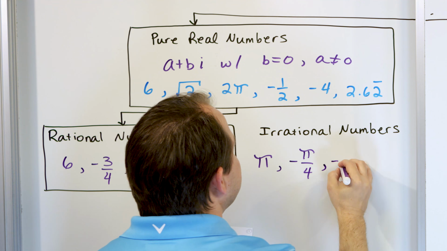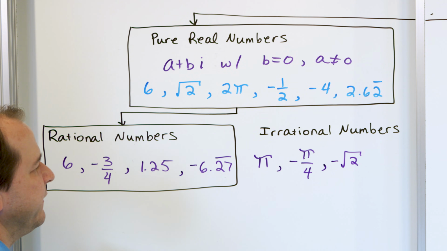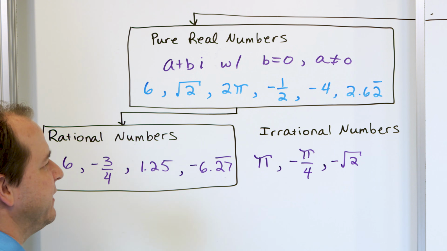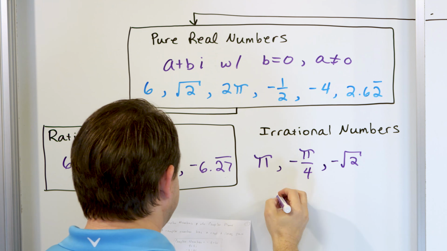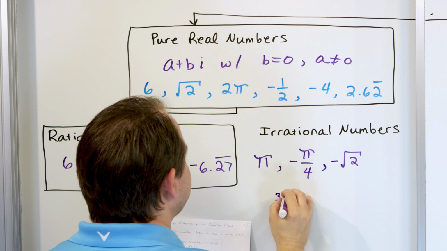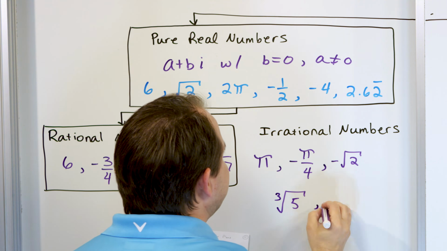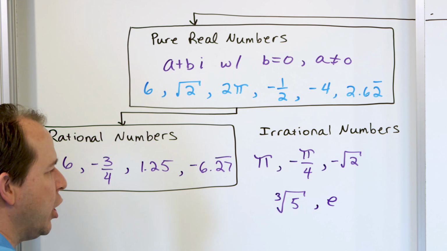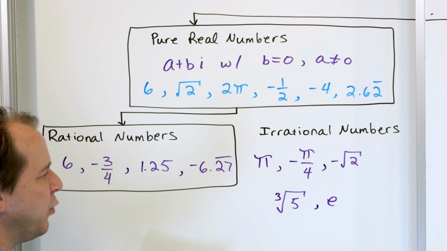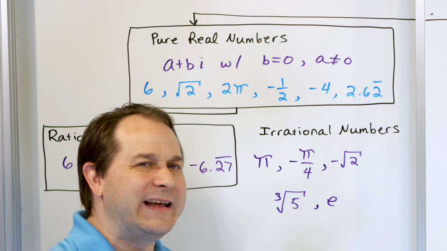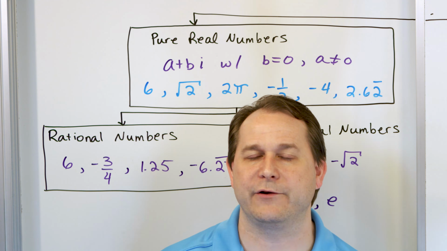The number -square root of 2: if you actually take the square root of 2 and calculate what it is, there's no repeating pattern to the decimal. The decimal just goes on and on and on forever. Some more examples. The cube root of 5, that's irrational. And the number e, which we're going to talk about later when we talk about logarithms and exponential equations, is a special number. It's about 2.71, but it has a decimal that goes on and on forever. It never ends, and there's also no pattern to the decimal.